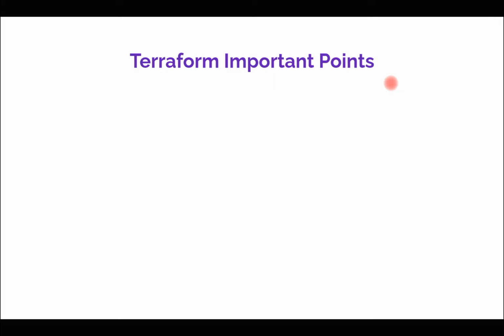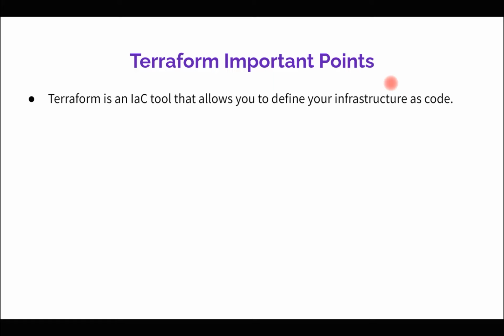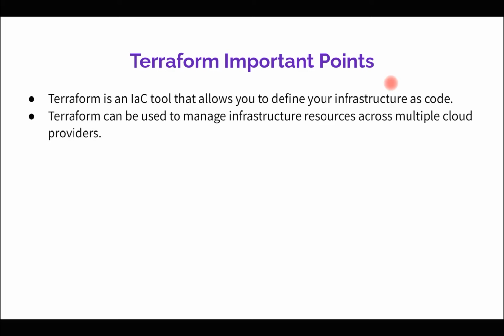Now let's understand the important points. Terraform is an IaC, meaning infrastructure as code tool, that allows us to define our infrastructure as code. Next point, Terraform can be used to manage infrastructure resources across multiple cloud providers. Whatever cloud you want to work with, you can use Terraform to provision, manage or destroy the resources.